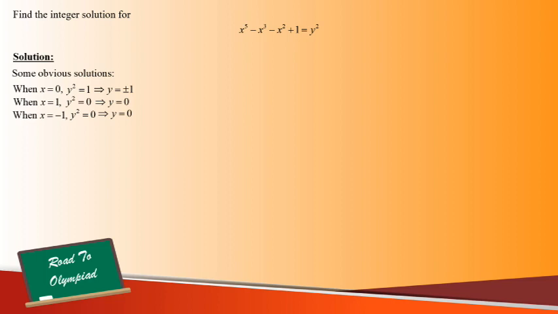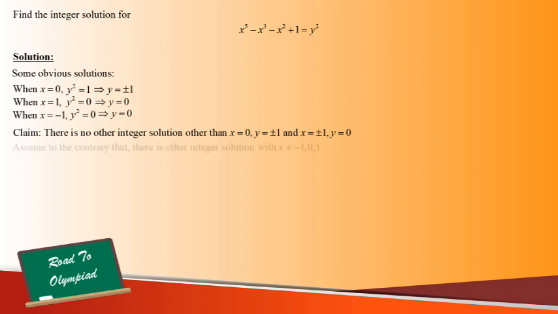So what about the solutions other than these? Well, here we are going to claim that this will be the only solution. That is to say that there are no other integer solutions other than the ones listed above. We are going to use proof by contradiction. Assume to the contrary that there is another integer solution with x not equal to negative 1, 0, and 1.